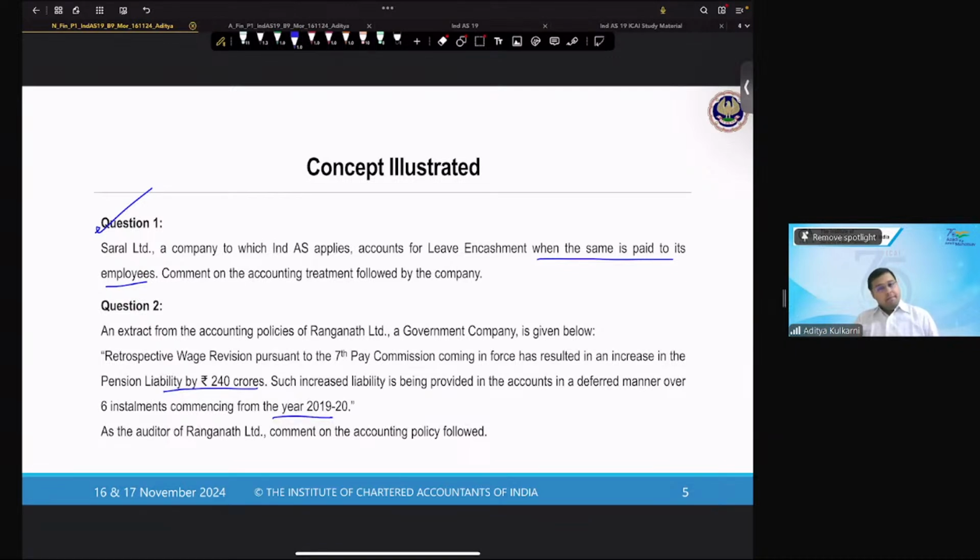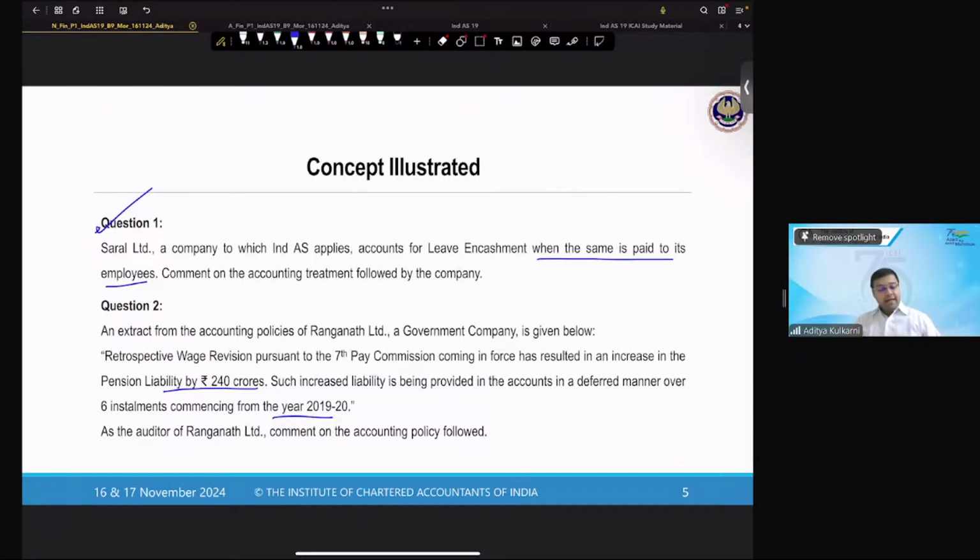Immediately, sir? Immediately. There is no option. This is something which has been rendered by the employee already. He is not going to give future benefits to you. So ideally, the moment you plan for a wage revision, you have to take the full hit in the P&L of 240 crores at the time the wage revision is approved by the 7th Pay Commission. The moment it's approved, take the hit in the books.